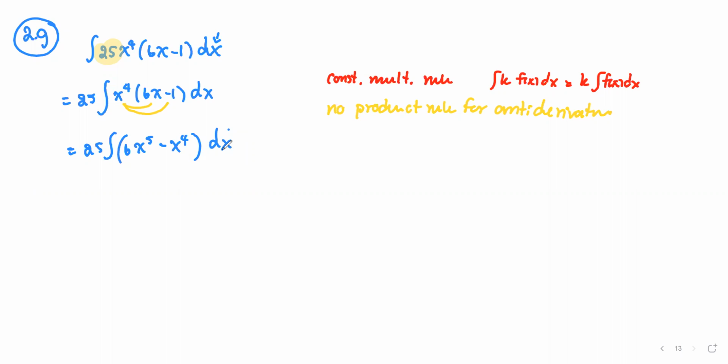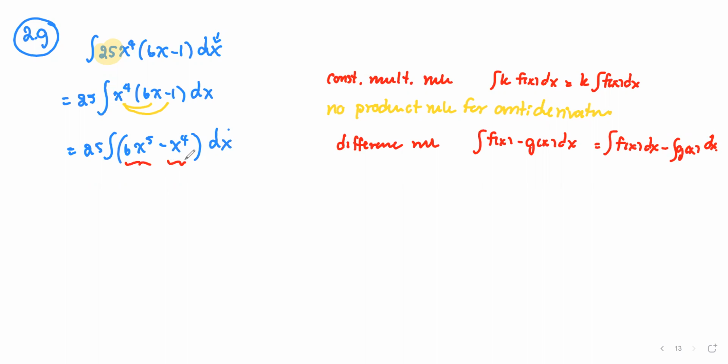Next, we have the integral of the two terms, so we apply the difference rule, which is the integral of f minus g is the integral of f minus the integral of g. So we have one term minus the other term. In this step, we have 25 as a coefficient and break this down into two integrations.